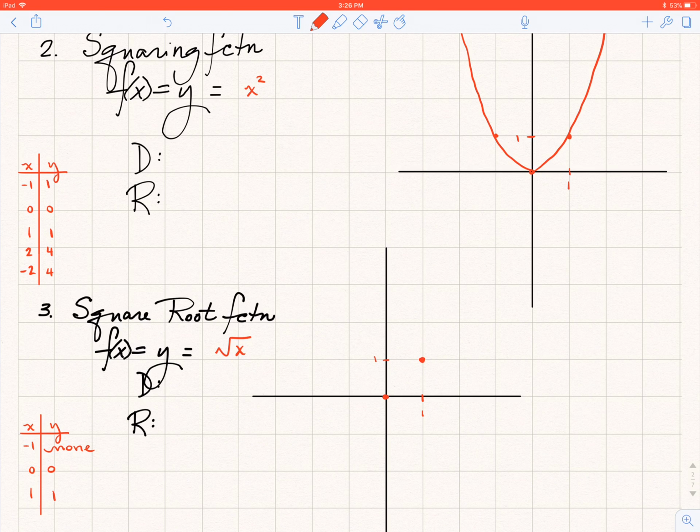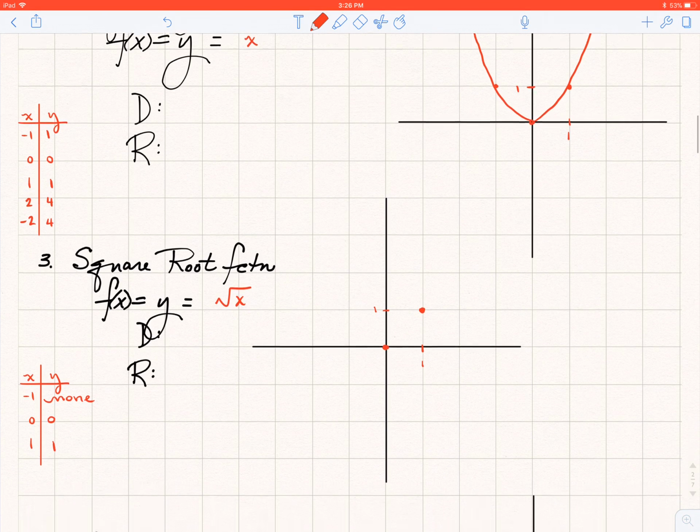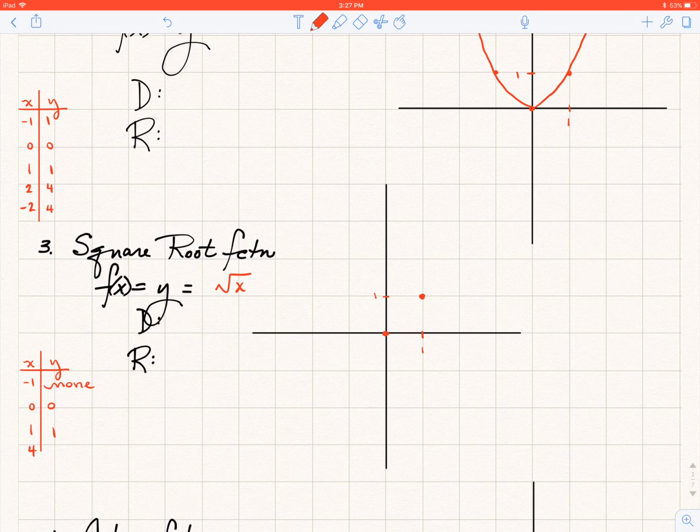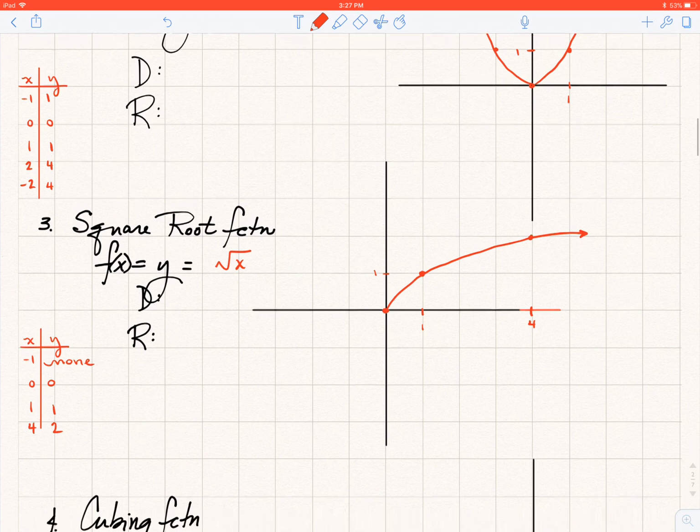Now, I don't know what the square root of 2 is, so what I'm going to do is go down to the one that I do know, and the next one that I know about is the square root of 4, and the square root of 4 is 2. So I'm going to go ahead and count down to 4, so I need to extend my axis just a tad, and the square root of 4 is 2. To me, this kind of looks like a piece of the parabola that's tipped over on its side, but the bottom half is not there.